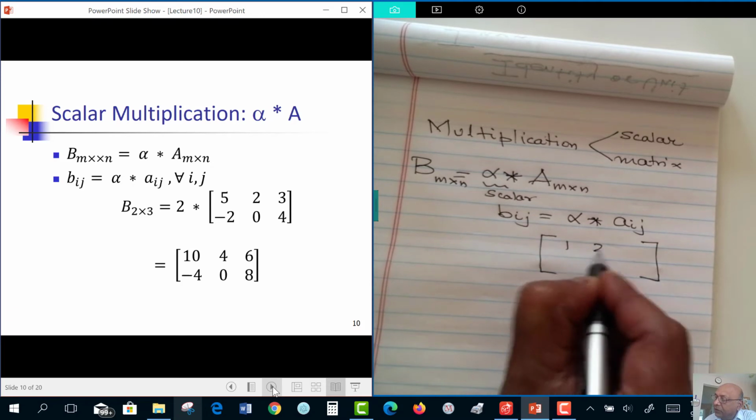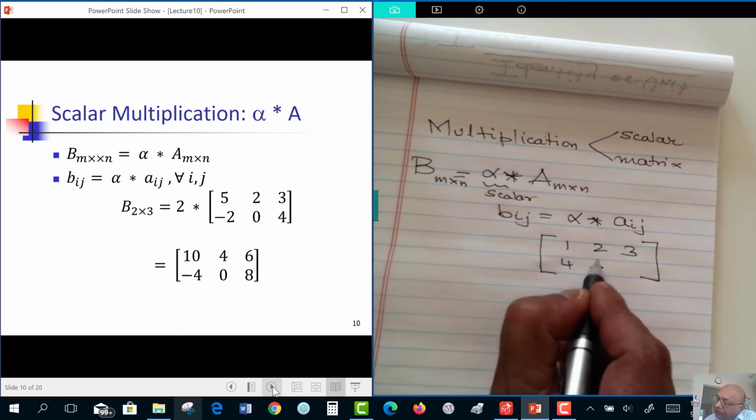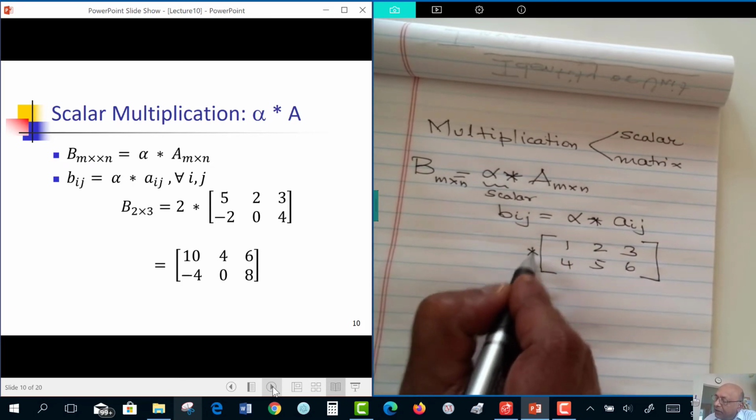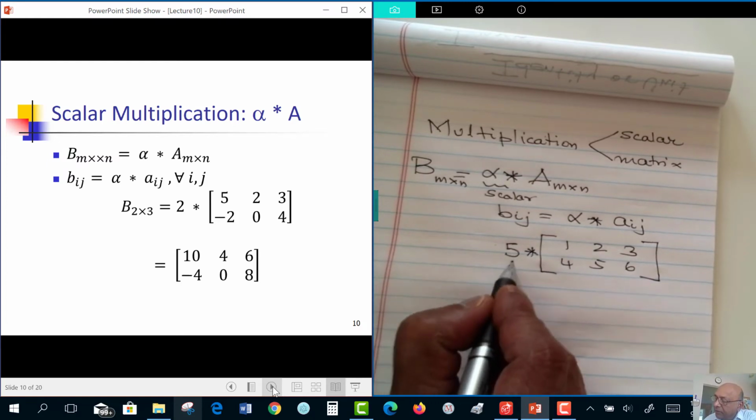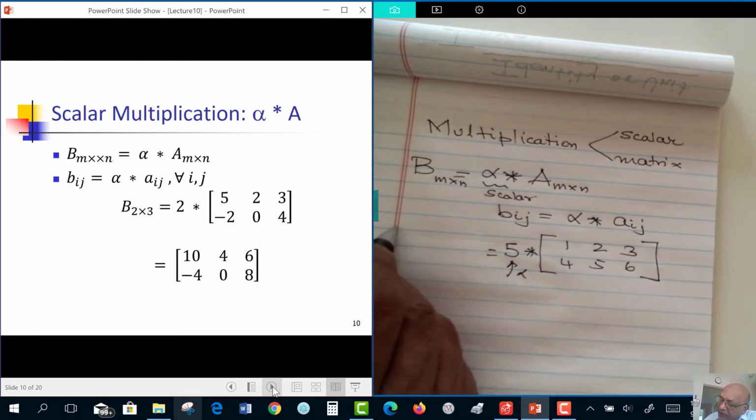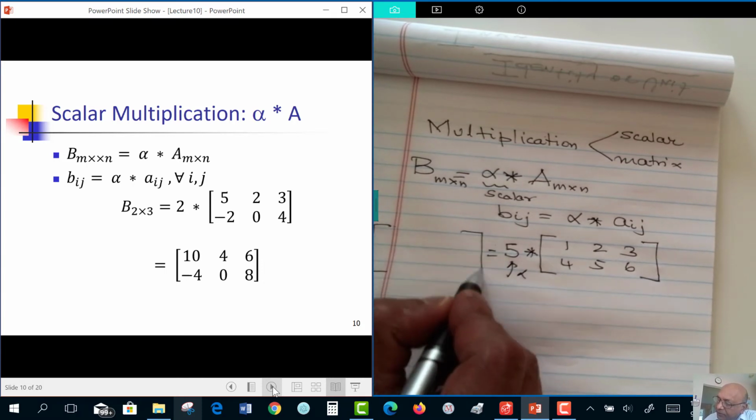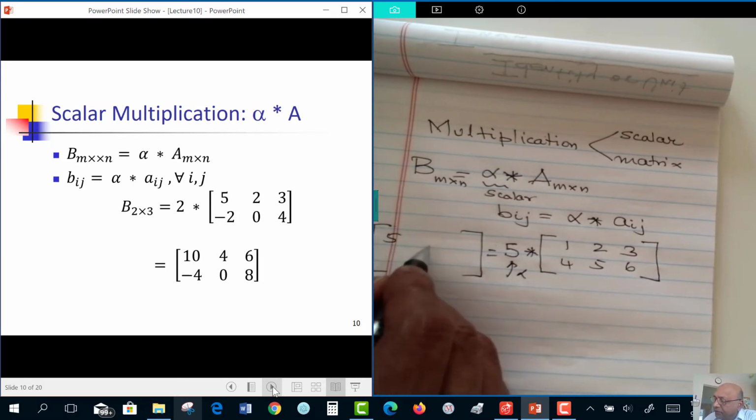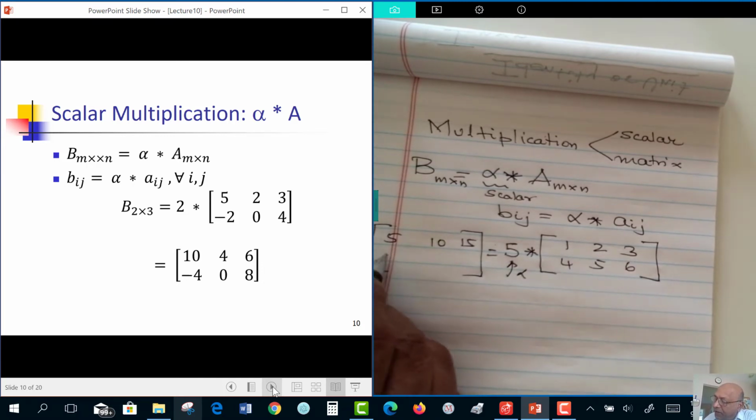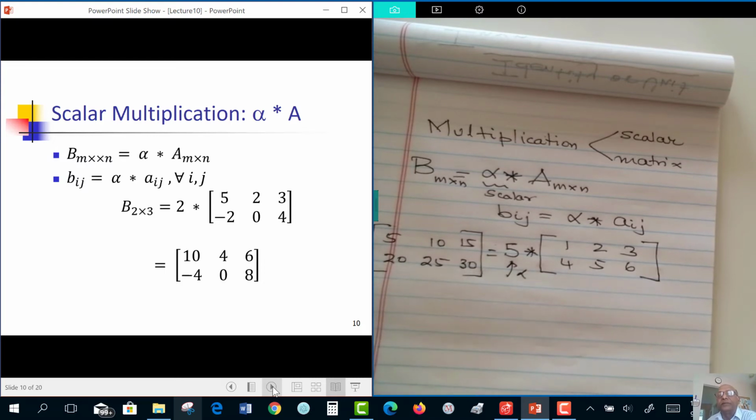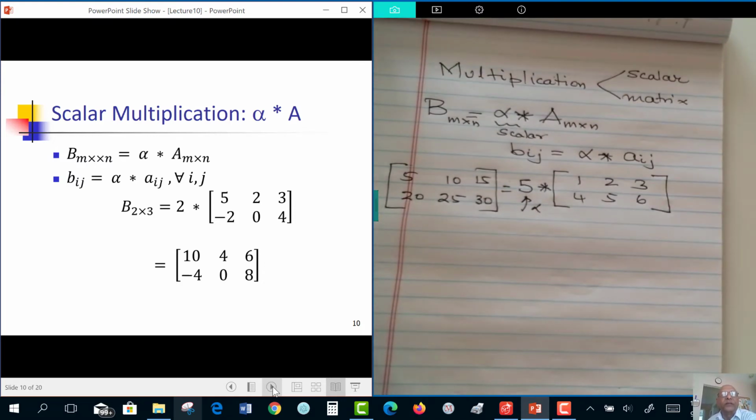So if A is 1, 2, 3, 4, 5, 6, and we multiply it by 5, which is our alpha, our result is going to be 5, 10, 15. We are just multiplying each element by 5: 20, 25, 30. Okay.